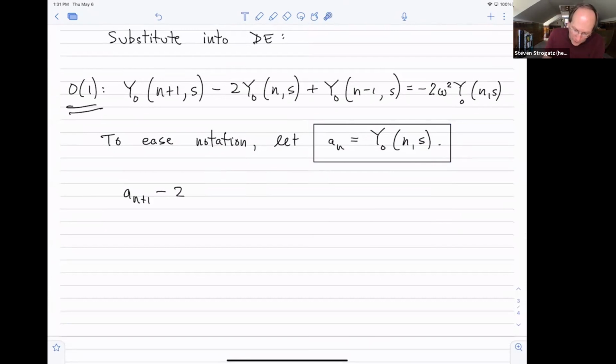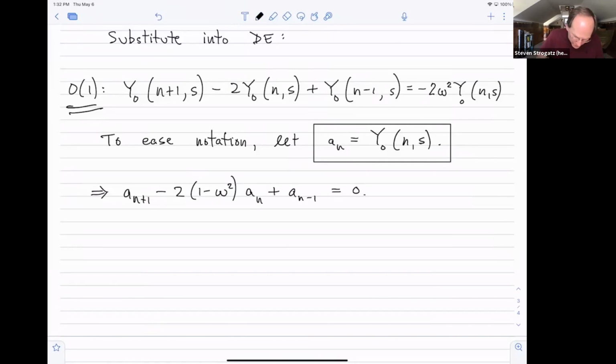Actually, notice here I've got a 2 times a y0, and here's a 2 omega squared times a y0. That's one place where this 2 is coming in handy that I inserted earlier. So it's just going to factor into 2 times 1 minus omega squared a sub n plus a sub n minus 1. All of that equals 0. That's my governing equation at order 1.